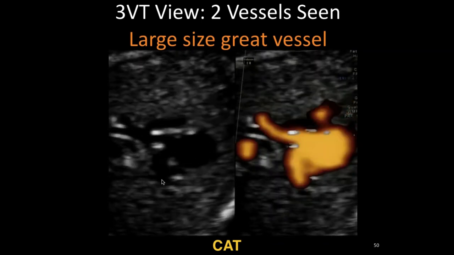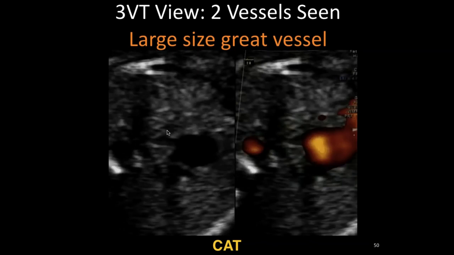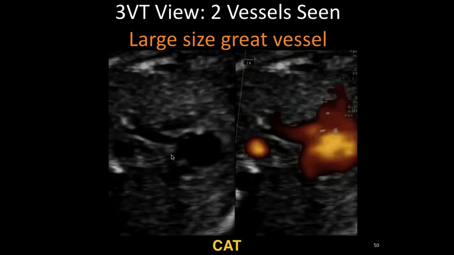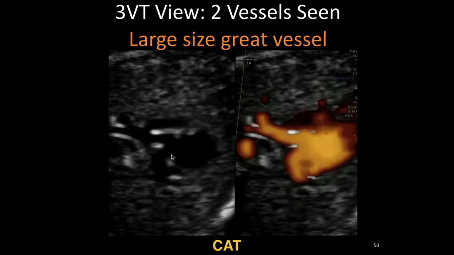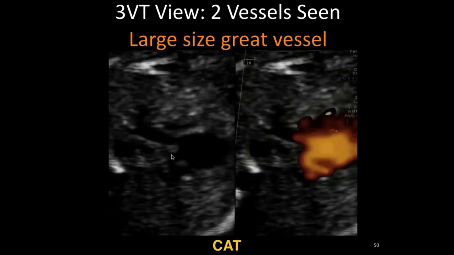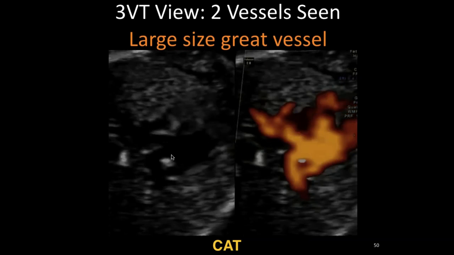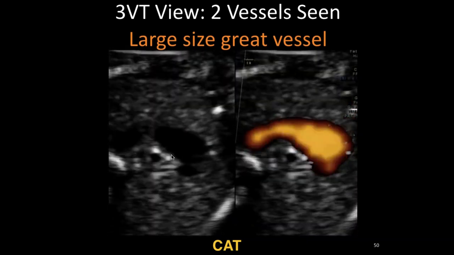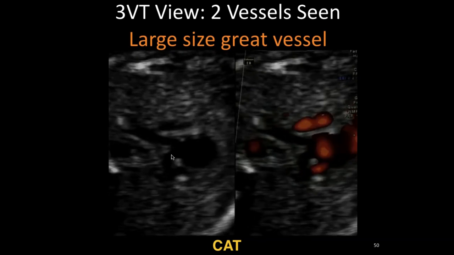And here's another case right here. And if you look here, you see the divisions of pulmonary artery branches, but look at the size of this single vessel coming out. So when you see 2 vessels rather than 3, the size becomes really important because if it's normal and has this convex shape, think about transposition. If it is really, really large and has these branching coming out of it, think about common arterial trunk.